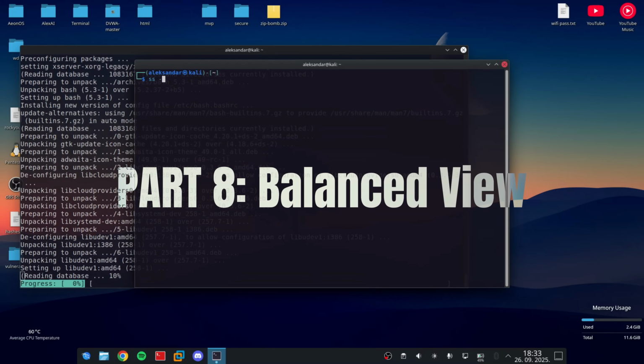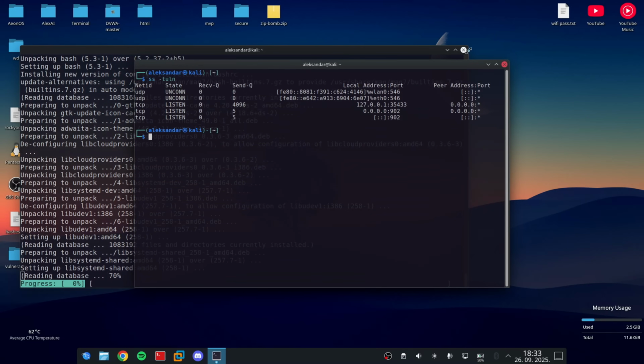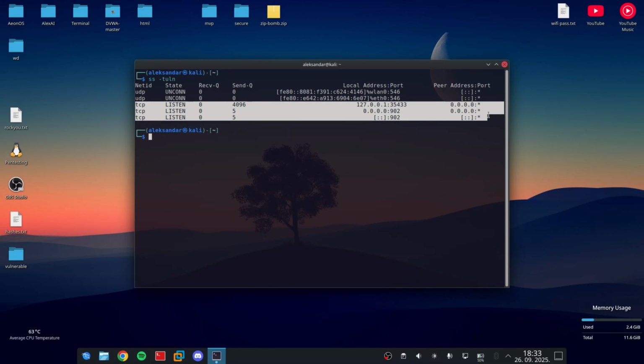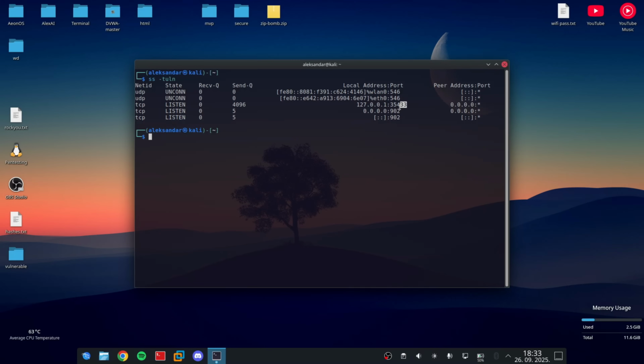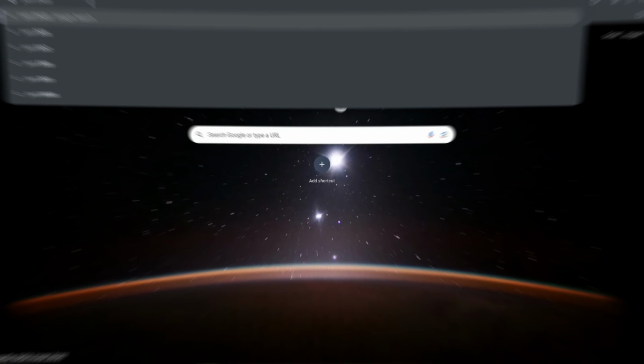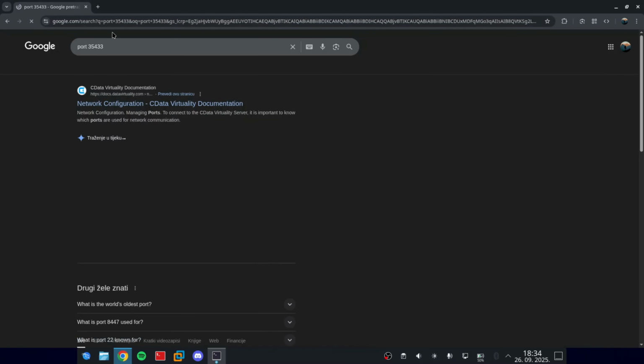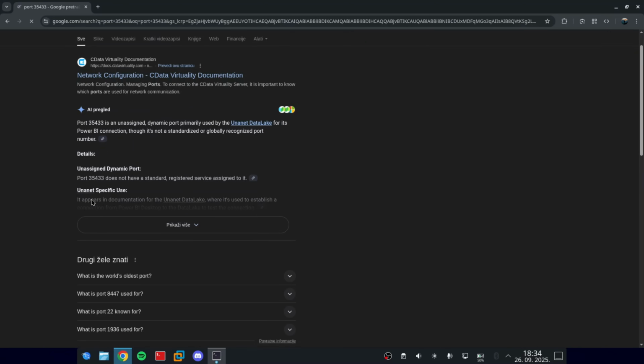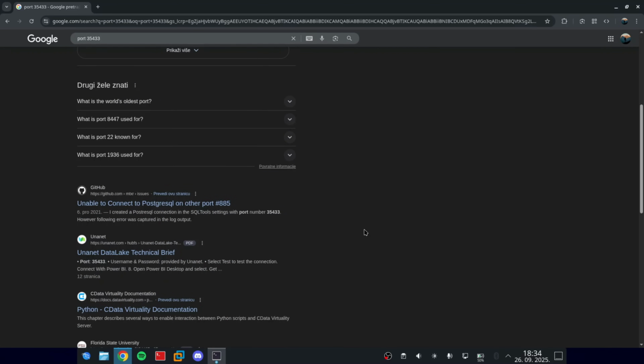Part number 8. Balanced view. Now let's be fair, Windows has improved a lot in recent years. Features like Windows Defender, User Account Control, and improved patching have made it much safer than it was in the early 2000s. And Linux is not magic. If a user installs shady software, uses weak passwords, or misconfigures their system, they can still be hacked. Security always depends on the person behind the keyboard. But if you're comparing the default philosophies, Linux's open source, transparency, and stricter permission system generally give it the edge.